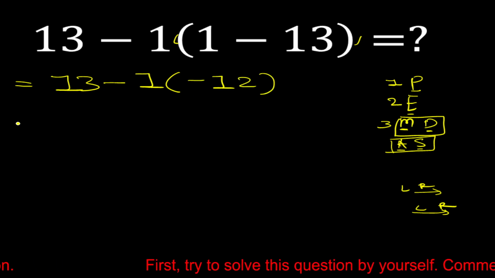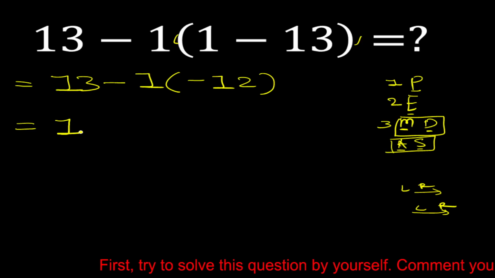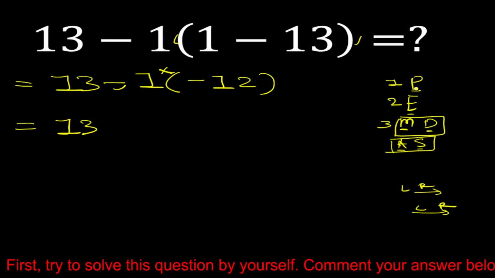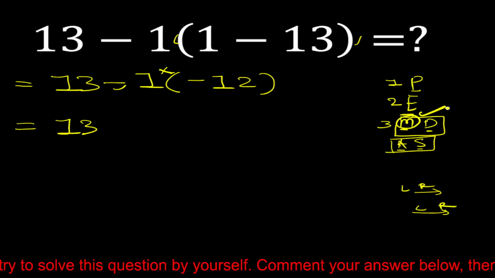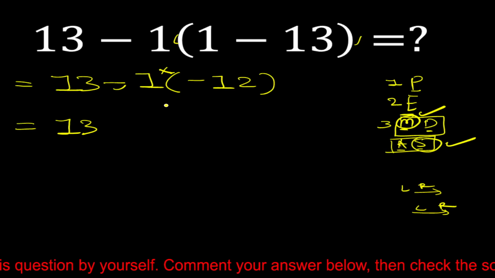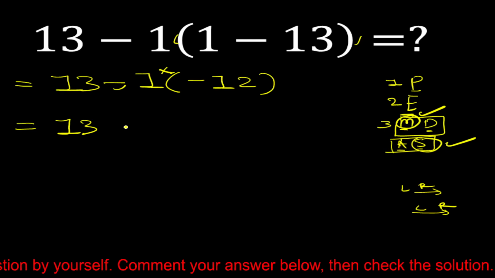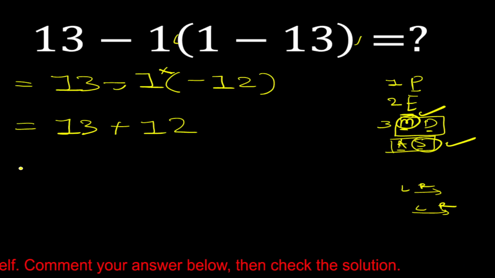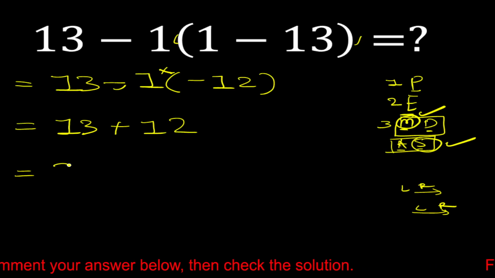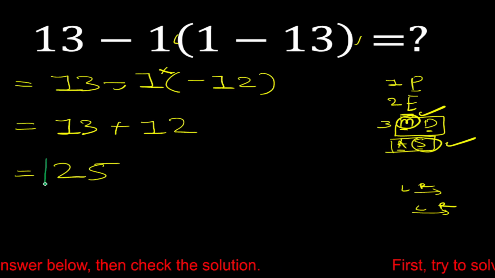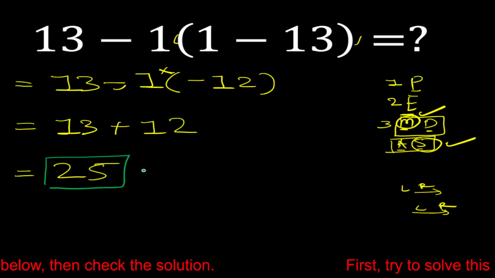Okay. Now 13. Now here is subtraction and here is multiplication. So according to PEMDAS, first priority is multiplication. Then we have to solve subtraction. 1 multiply minus 1 multiply minus 12 is equal to plus 12. Okay. Now 13 plus 12 is equal to 25. Okay, so the correct answer is 25.